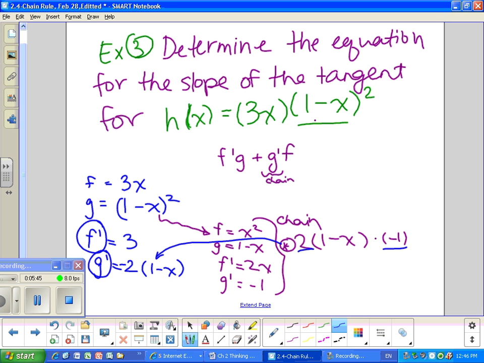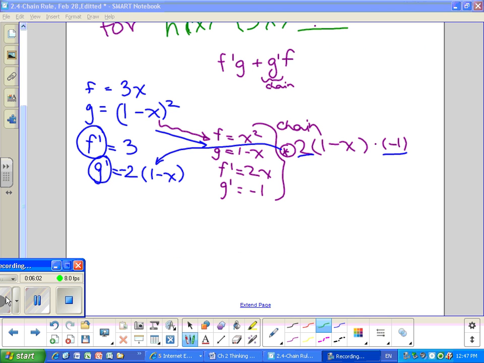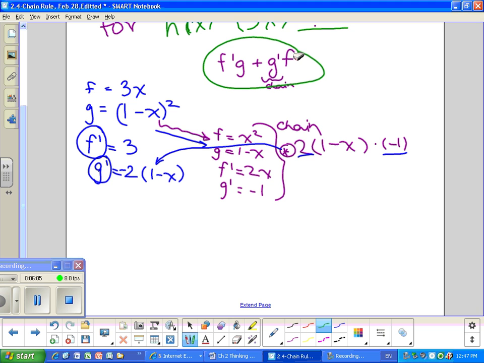Just keeping in mind that our g prime was a chain rule, but we didn't have to do anything, right? It just happened on its own. From starting the product rule, we realized halfway through that we ended up having to use the chain rule. So always start with your product and your quotient rule. Now go back to this, because ultimately we haven't completed the product rule yet. So our h prime will be f prime 3 times g 1 minus x squared plus g prime times f. And then from here, you would expand and simplify.